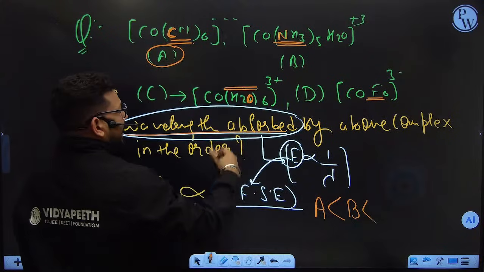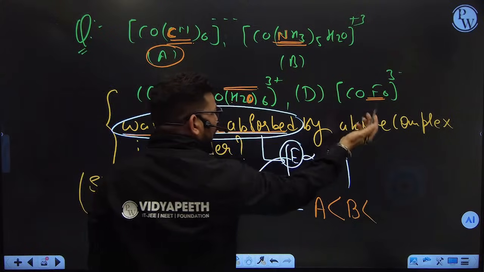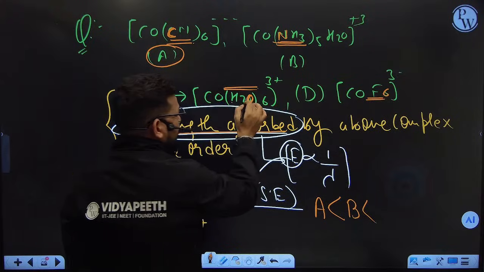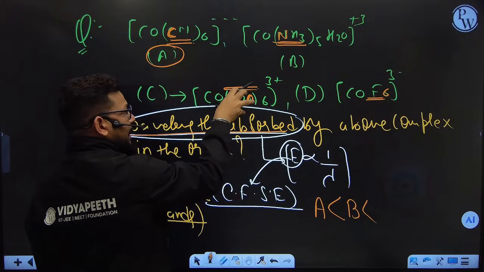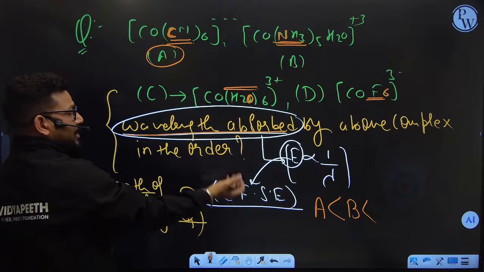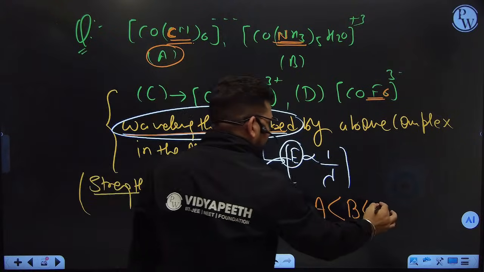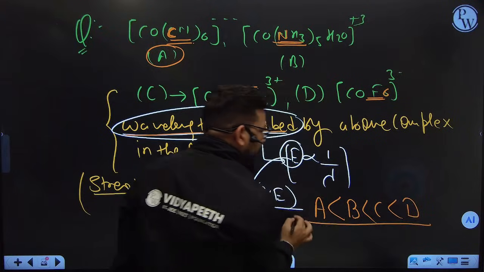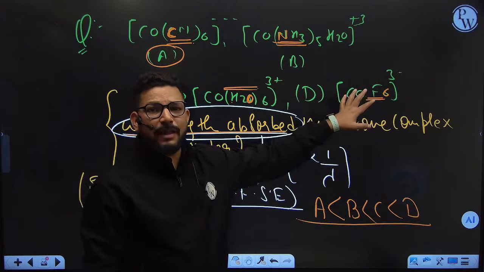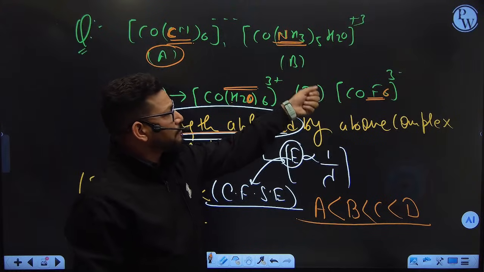And then water and fluorine: all of you are aware this is the halogen, this is the oxygen. Then the energy absorption by this is maximum. You can say the CFSE for this option is maximum. Then the wavelength is lower, so it is C. And then the last option is D. D is the highest wavelength absorbed.